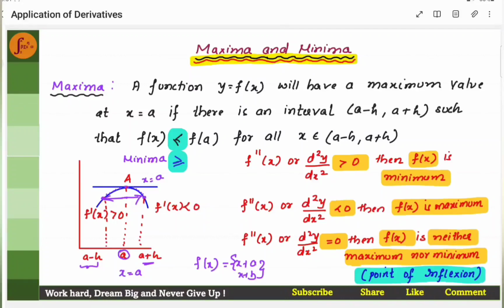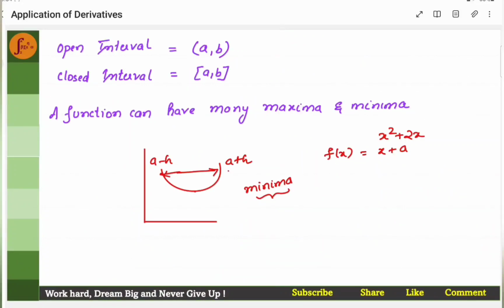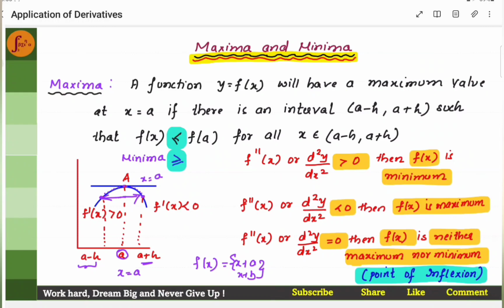Similarly, for minima, you will have a curve like this. Say there is one point here, a. This is at x is equal to a, right? And say this is the end point of the curve. So you will find in this entire curve, there will be one point which will be the smallest of all the other points. Now, given a problem, how do we find maxima and minima?